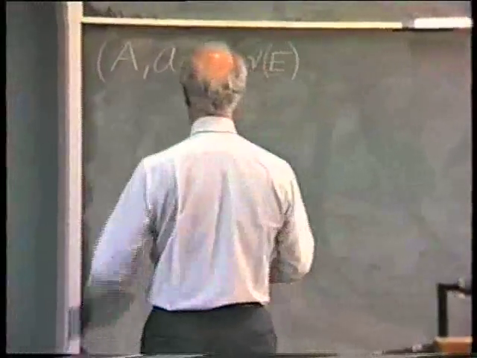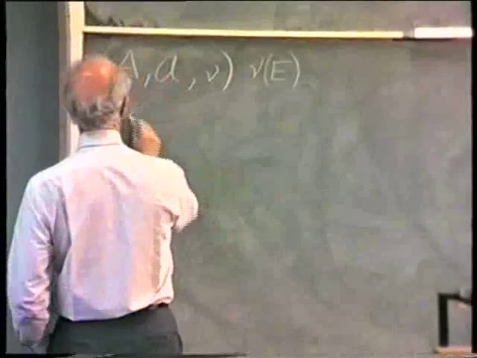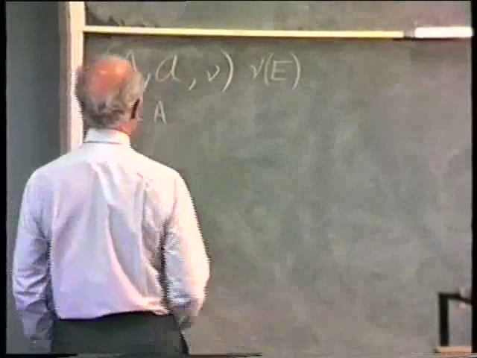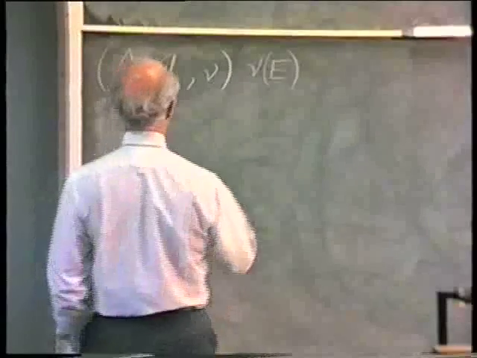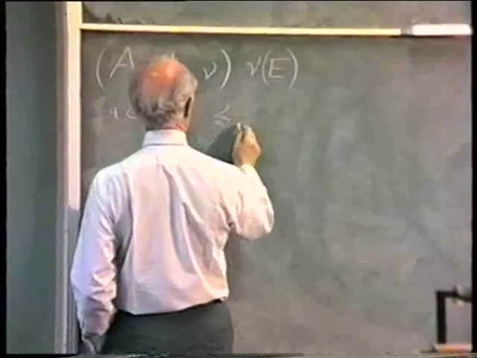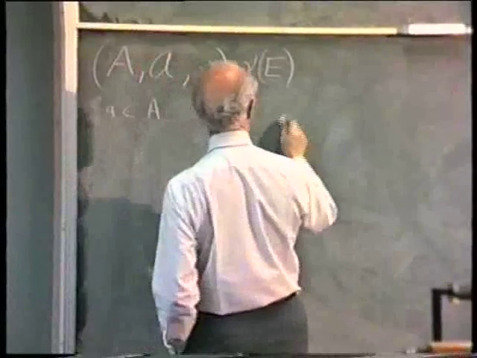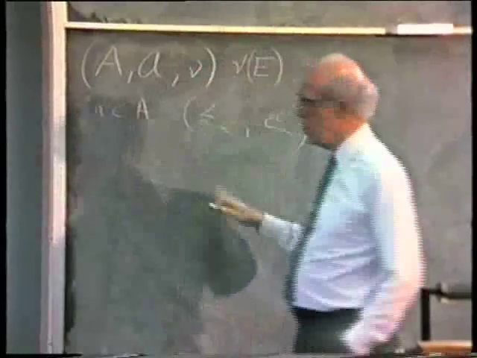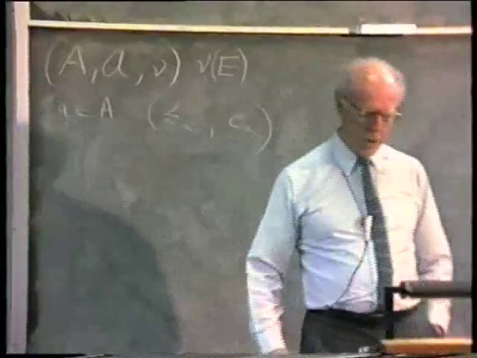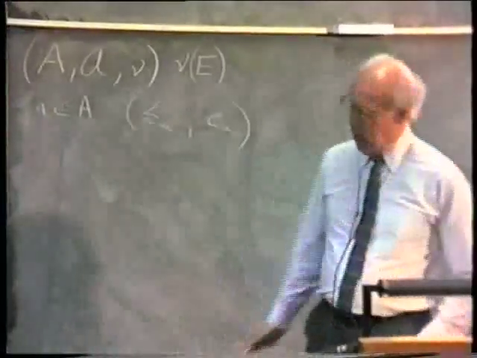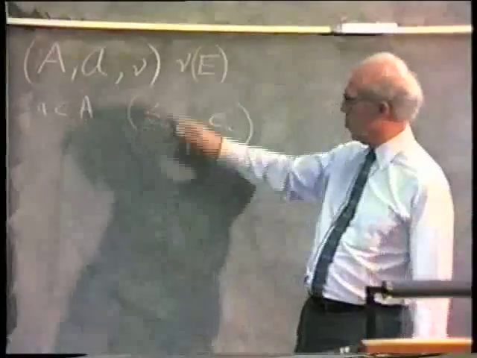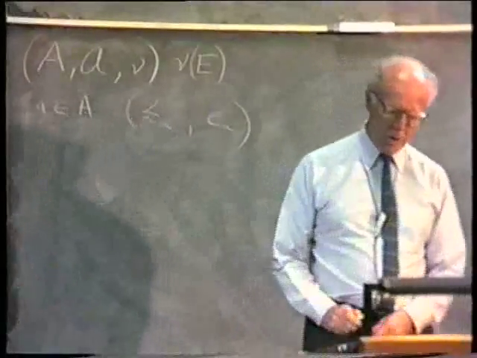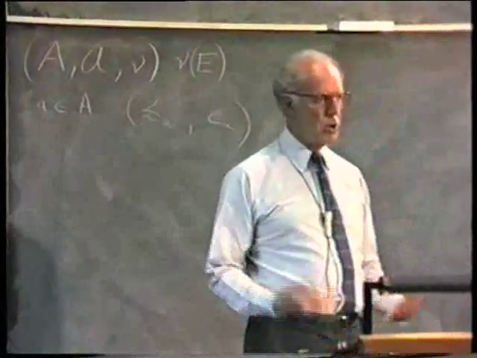We have to define for every agent A in A its characteristics, and they are a preference relation, sub A, and an endowment vector, E sub A. What do we assume about these two objects? The preference relation for every agent is a complete preorder with a closed graph.